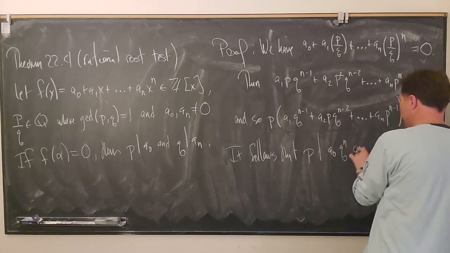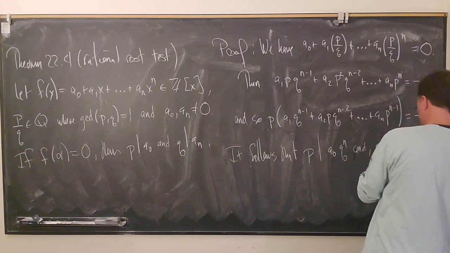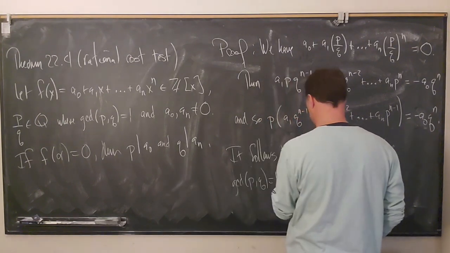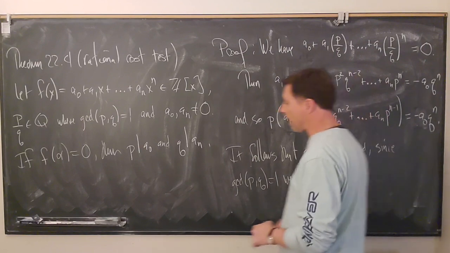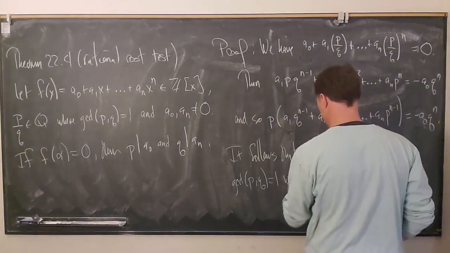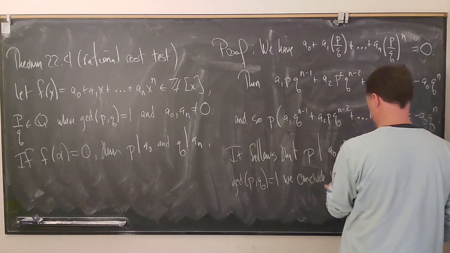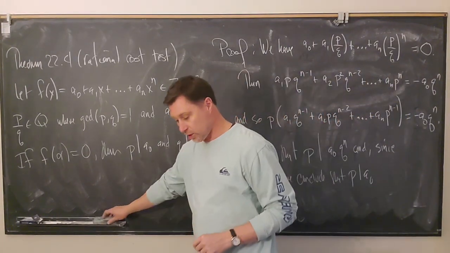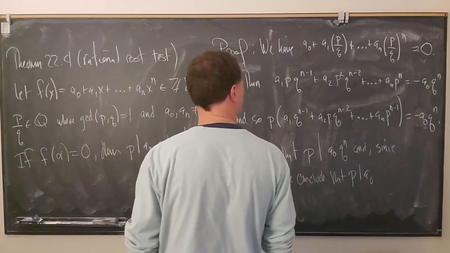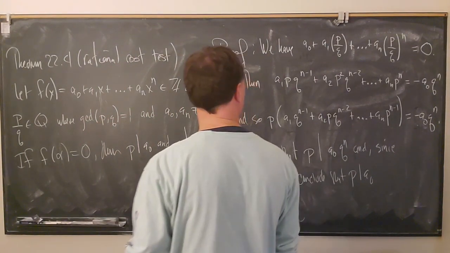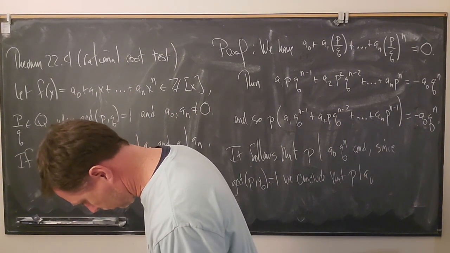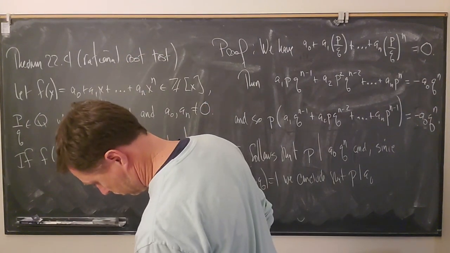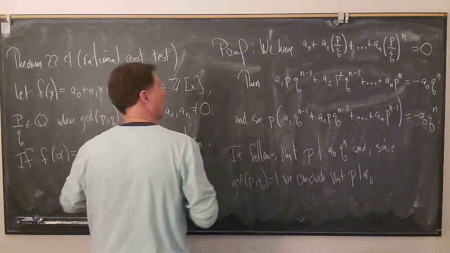So we can say, since GCD of p and q equals 1, we conclude that p divides a sub 0. So there's the first part we need. Now we need to show that q divides a sub n. So similarly, now what am I going to do? Let's see how do I do that.